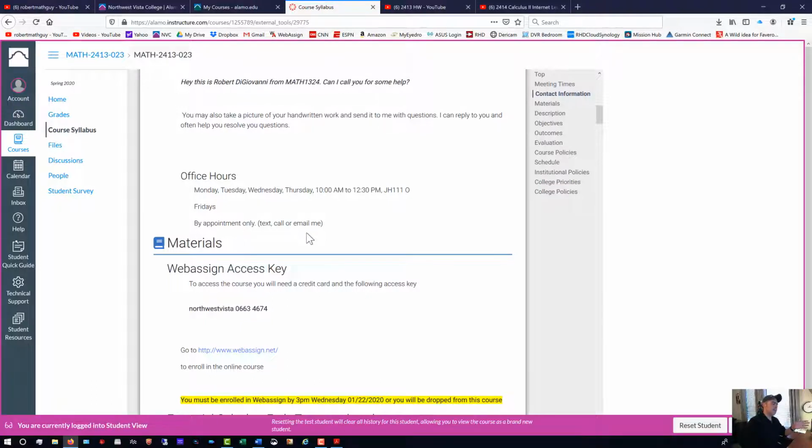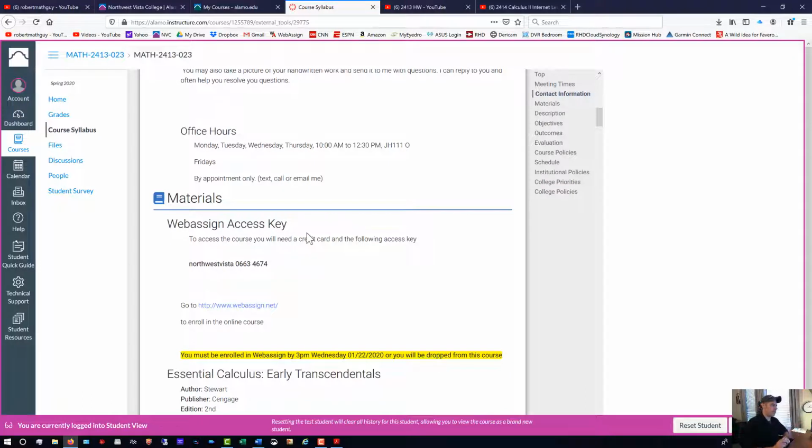Okay, so getting on to materials for the course. Like I said, you're going to need to go to a separate website called WebAssign, and there's going to be an access code or an access key that you're going to need, and here it is. Now, this is for the Cal 1 class. For Cal 2 and Cal 3, you're going to have a different access key. But what you'll do is you'll go to WebAssign and you will enroll. Let me show you how to do that.